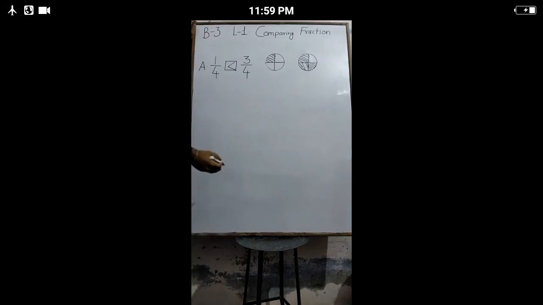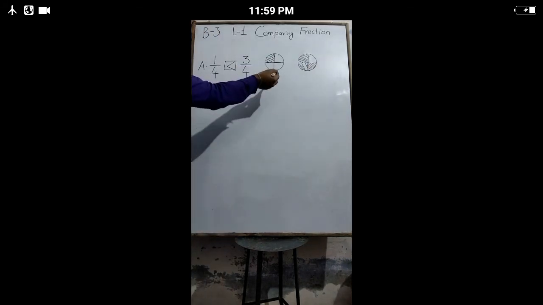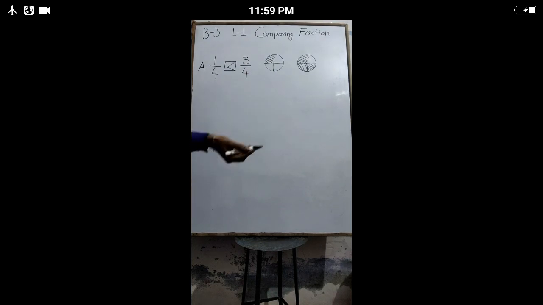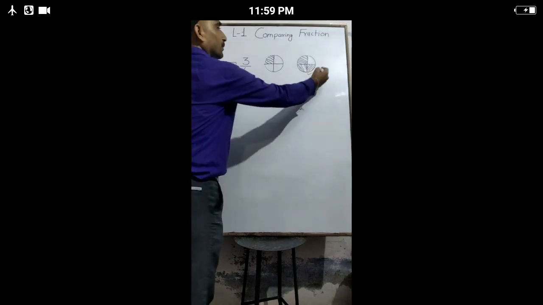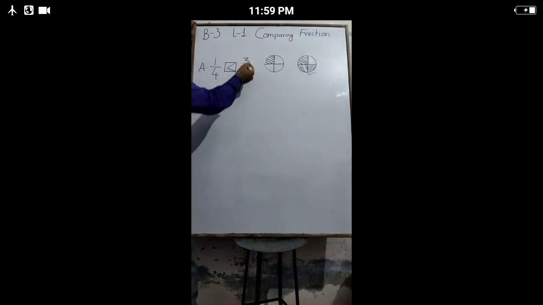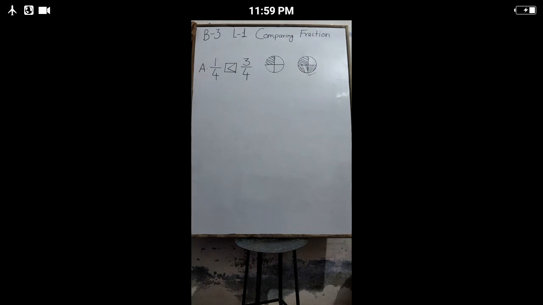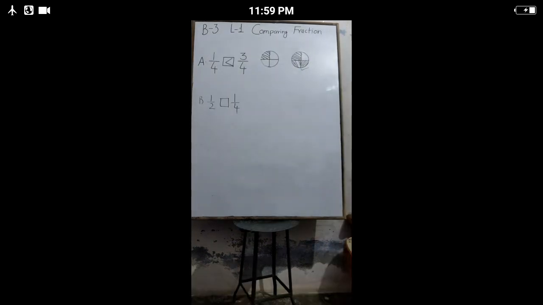Now children, you can see which circle has more shaded parts. So children, 3 upon 4 has more shaded parts. So 3 upon 4 is bigger than 1 upon 4. So then this is question B. I have to compare 1 upon 2 with 1 upon 4. Children, here you can see both numerators are the same, but the denominators are different.